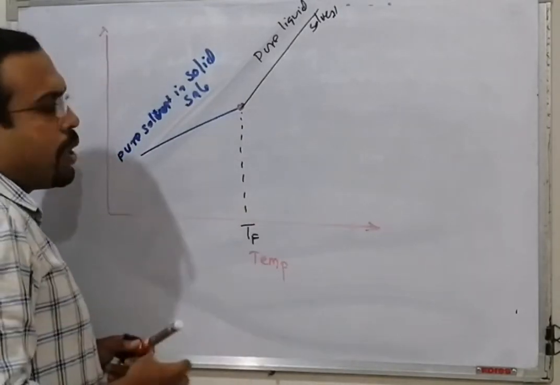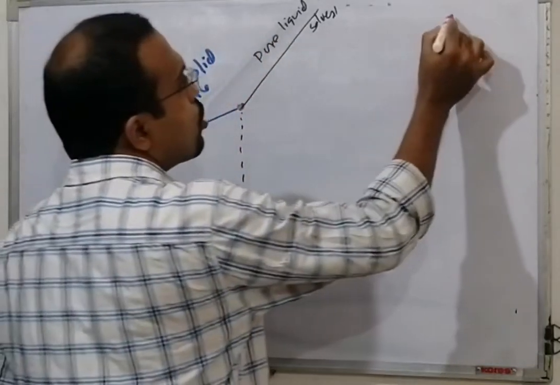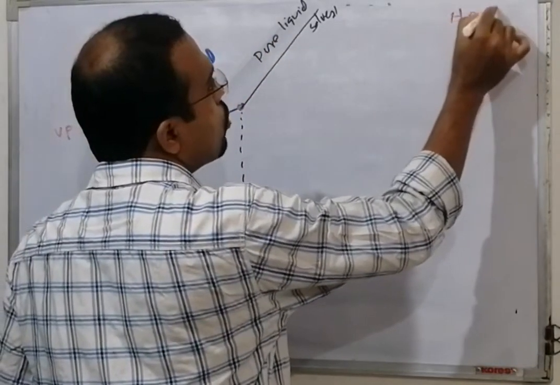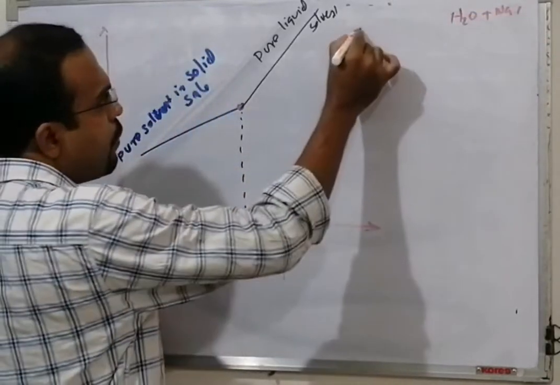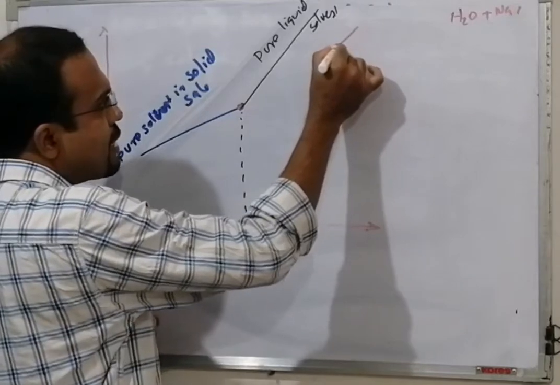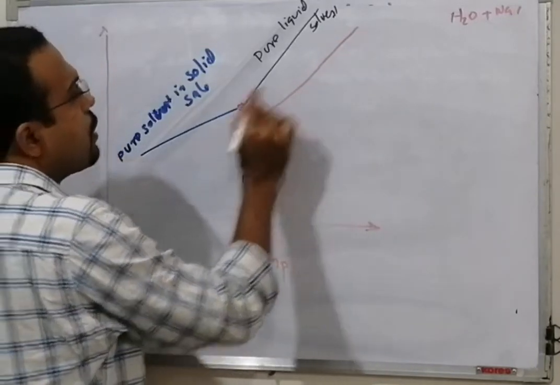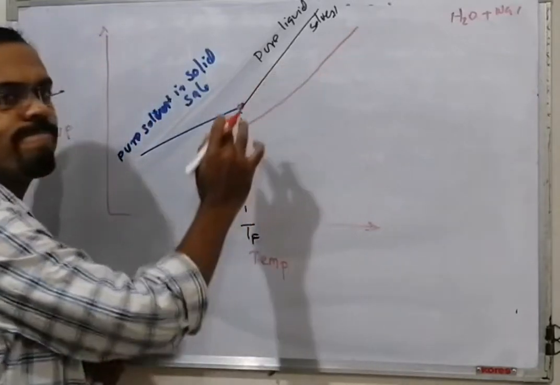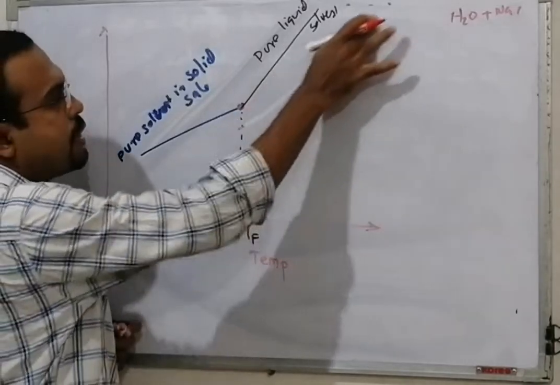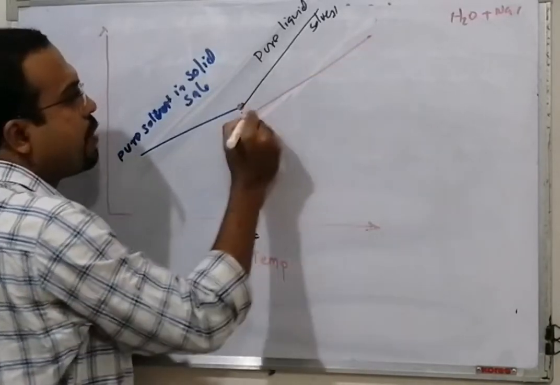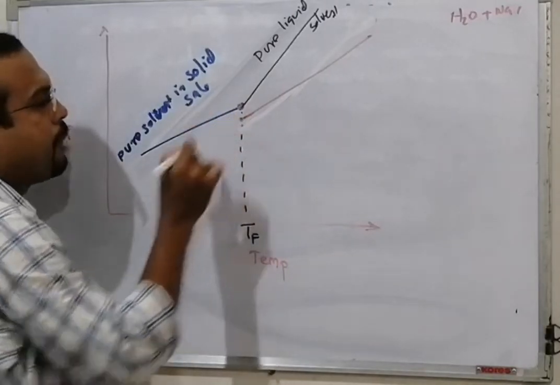Now, suppose this solvent is used to prepare a solution, that is H2O plus sodium chloride. In the case of a solution, its vapor pressure will always be less than that of the pure solvent. When you compare to pure solvent, its graph is always less than that. Now, suppose it meets here.